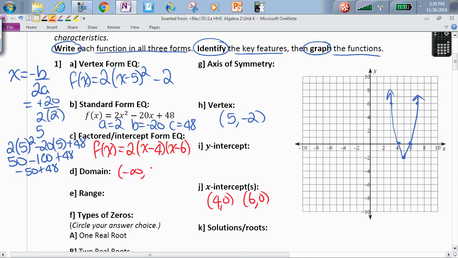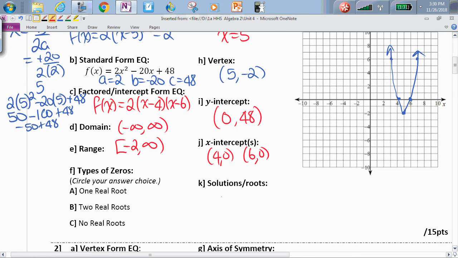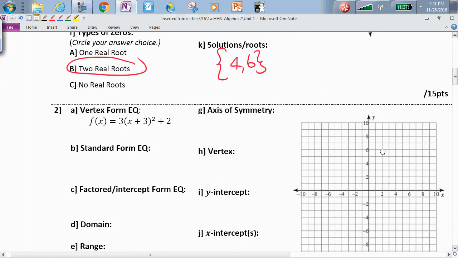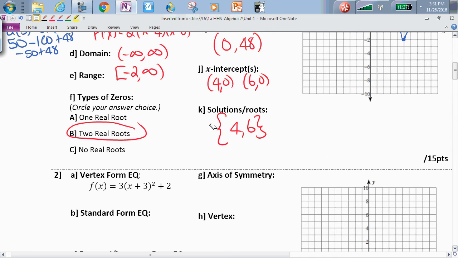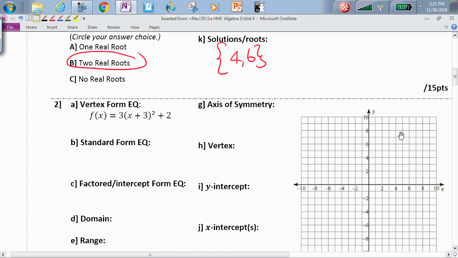Domain is negative infinity to infinity. Range is going to be from the lowest value, which is negative 2, to the highest value, which is 0. Y-intercept, when we put 0 in, we can look at it here, (0, 48). Axis of symmetry, x equals 5. Roots are solutions, so that would be when we write the curly brackets, 4 and 6. And type of zeros, we have 2 real roots. Remember that roots and zeros and solutions all mean the same thing, along with the x-intercepts. Unless there are no x-intercepts, then they're imaginary, but they're still solutions.